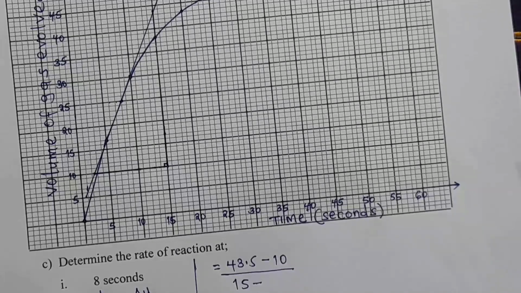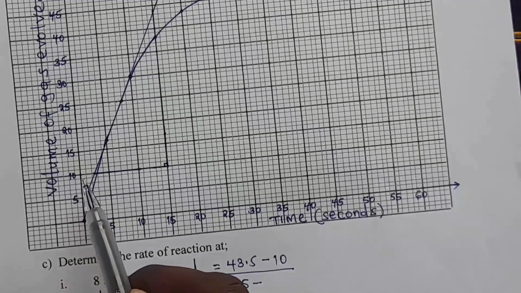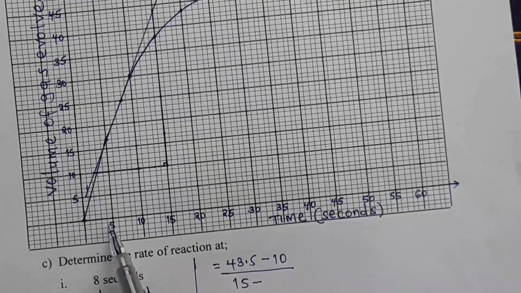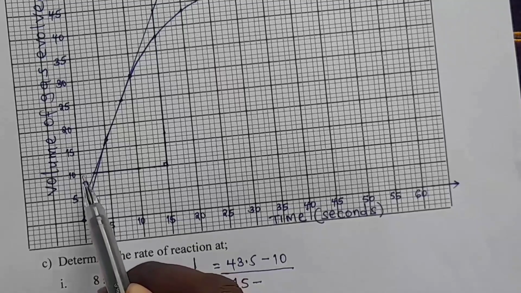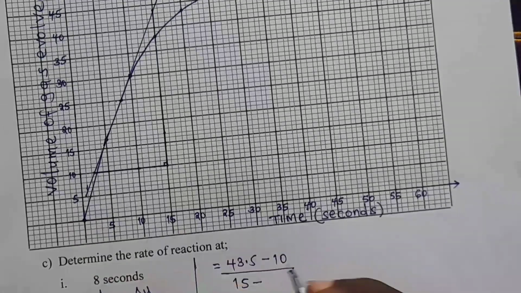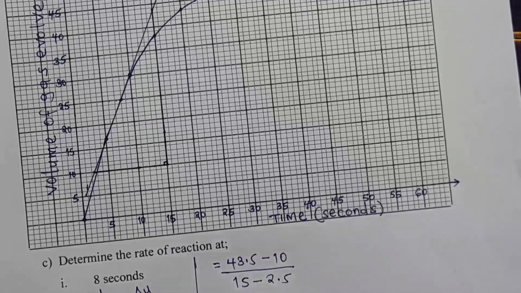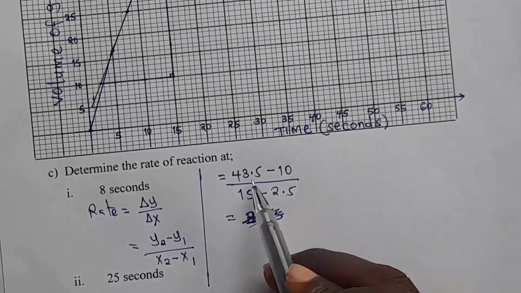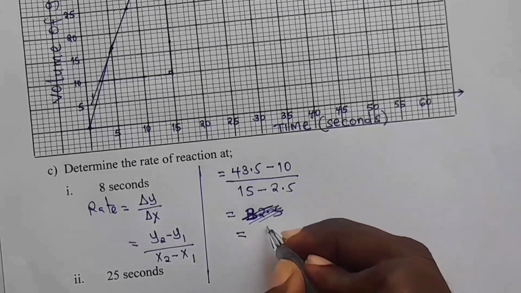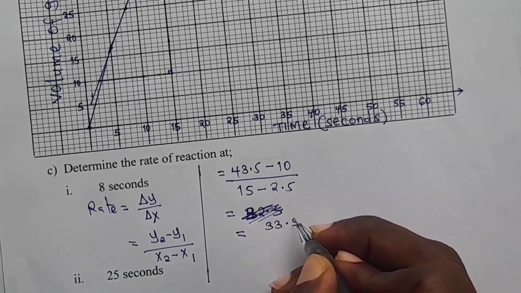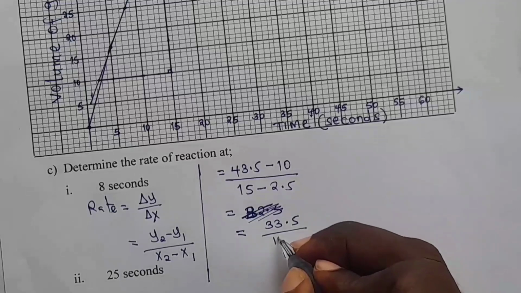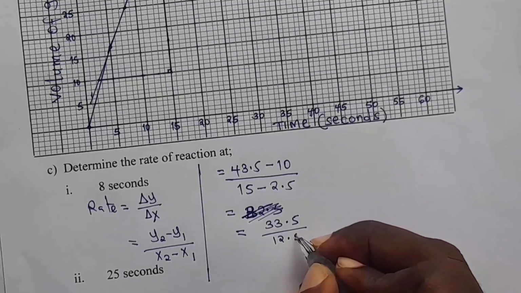What about the x1? X1 is here. For x1, we have in between 0 and 5. That one we can say this is 1, 2, then it is 2.5. So 43.5 minus 10, we are going to get 33.5. 33.5 divided by 15 minus 2.5, we are going to get 12.5 there.